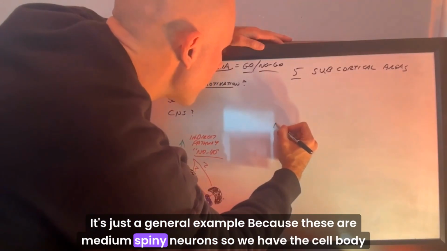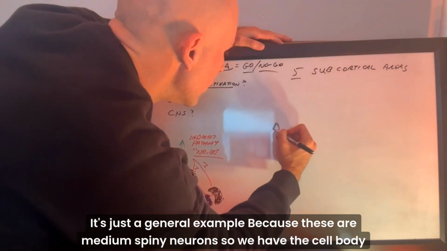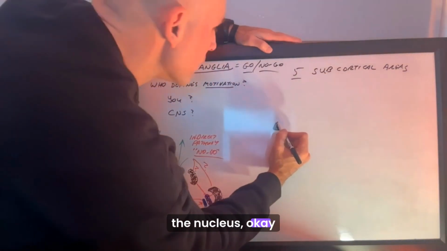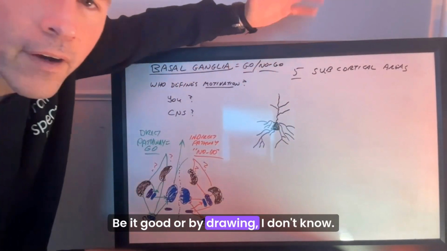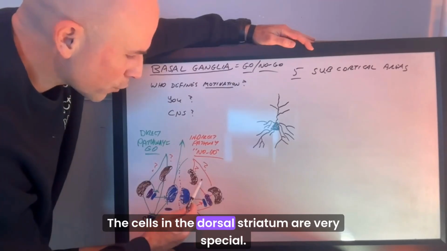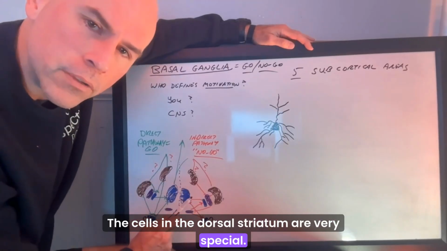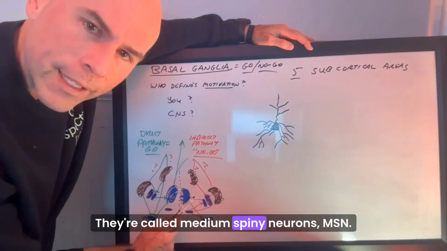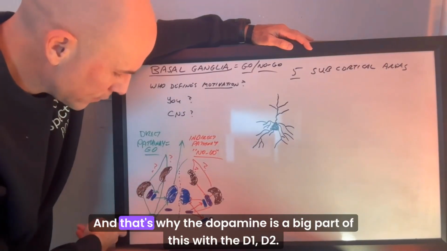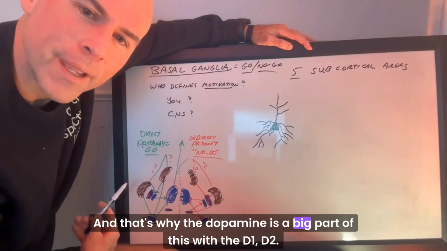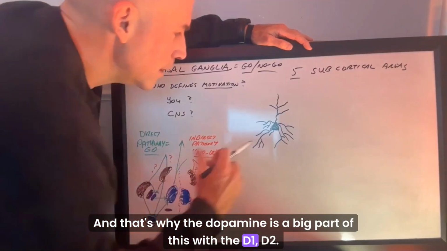Because these are medium spiny neurons. So we have the cell body, the nucleus, okay? So let's just say this is a cell. Be it a good or a bad drawing, I don't know. The cells in the dorsal striatum are very special. They're called medium spiny neurons, MSN. And that's why dopamine is a big part of this, with the D1, D2.